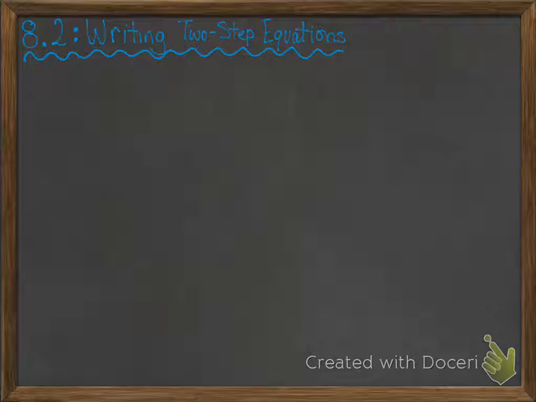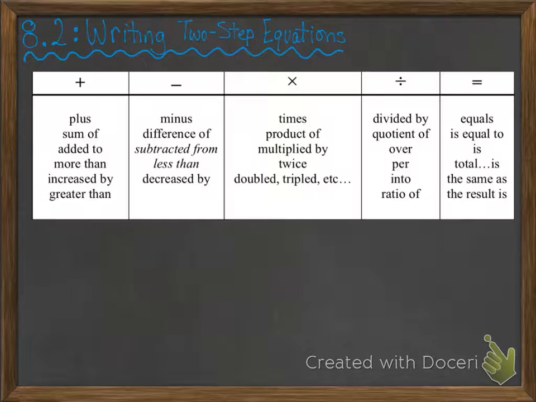8-2 is called Writing Two-Step Equations, and 8-3 will actually be how to solve two-step equations. So it's not even expected that you know how to solve these. We're kind of previewing that information, but right now it's just taking the words and changing those words into an equation. So on Schoology, I uploaded this.